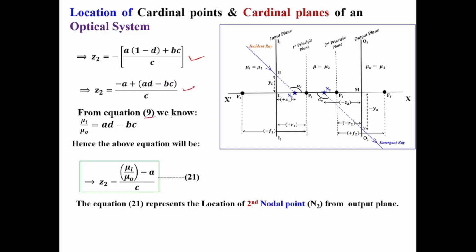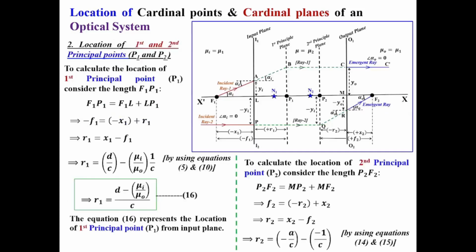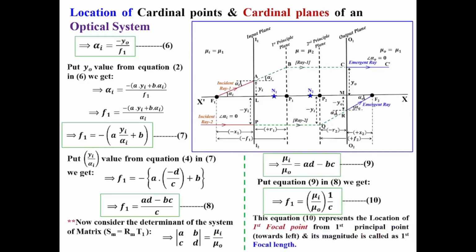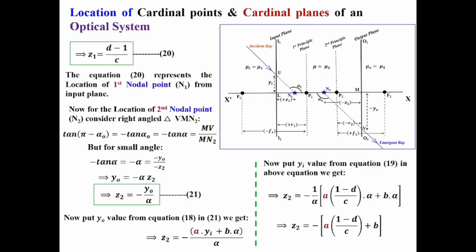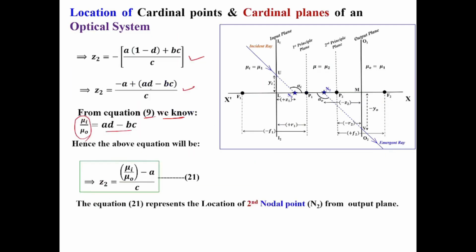From equation number 9, we know this value ad minus bc is your mu I by mu o. Equation number 9. Here in equation number 9, we found mu I by mu o equal to ad minus bc. So instead of ad minus bc, we can substitute mu I by mu o. Here mu I by mu o minus a by c. Let this be your equation number 22, I think. Okay, this is your equation number 22. Already equation 21 we have.